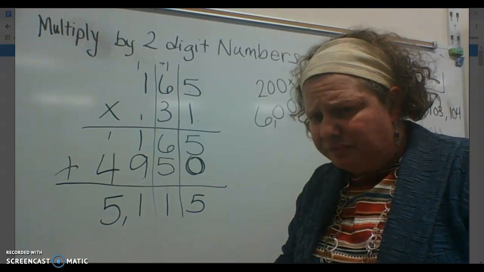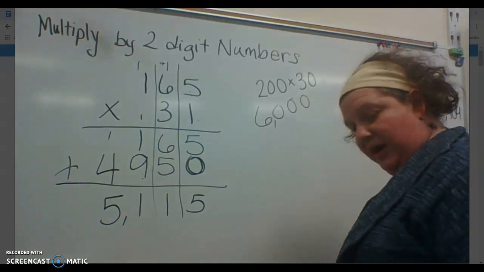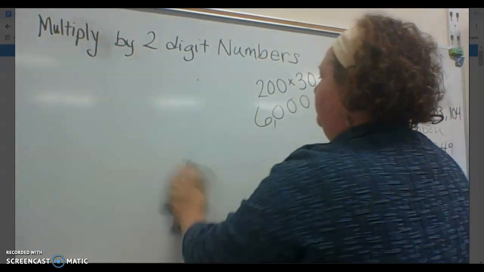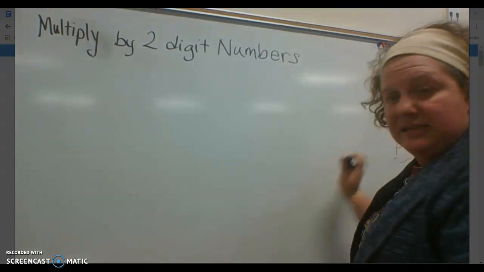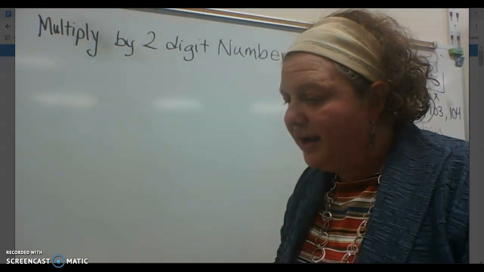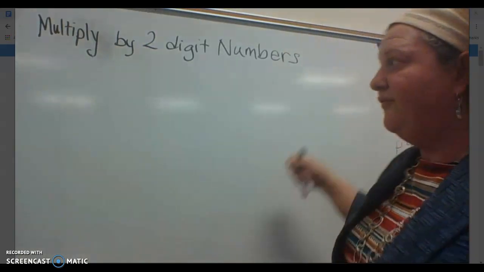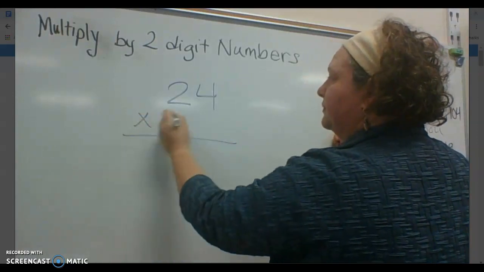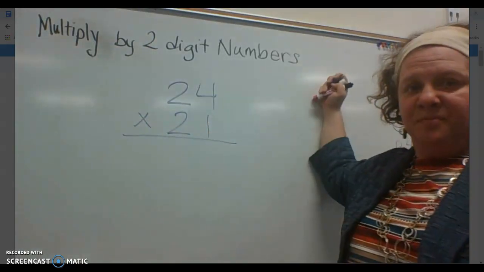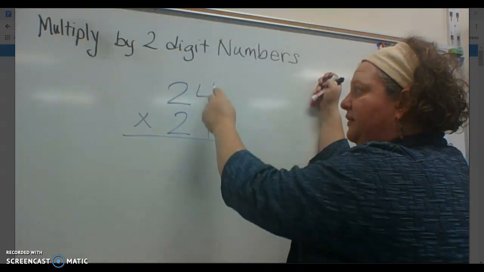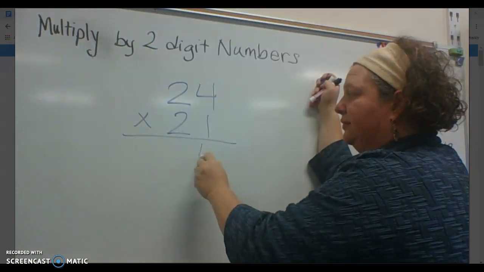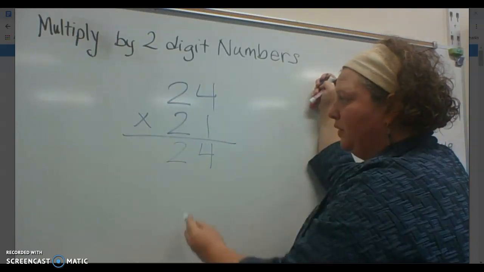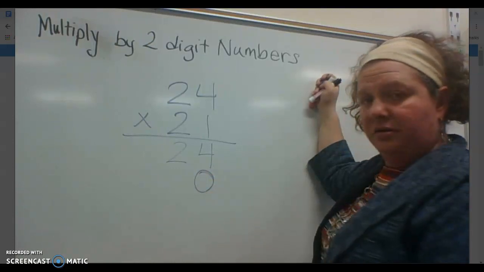Okay, so we have one more now to do in our examples. Maybe even 2 more. See how much we can get done. The next one we're going to try is 24 times 21. Okay. So we have 1 times 4 is 4. 1 times 2 is 2. We're going to put our 0 for our place value holder.